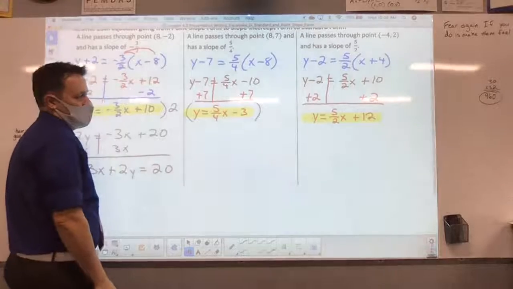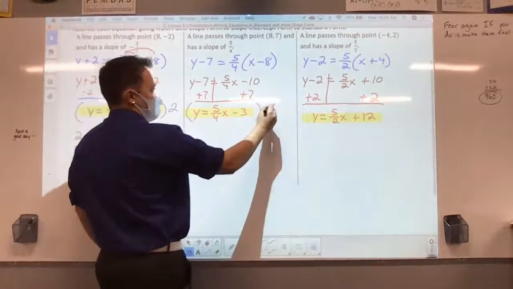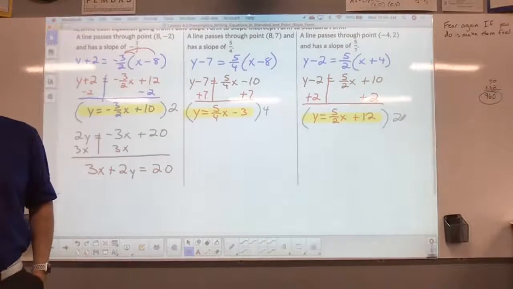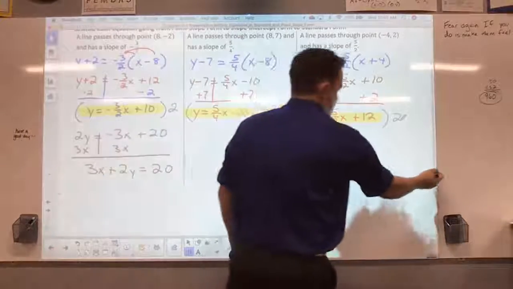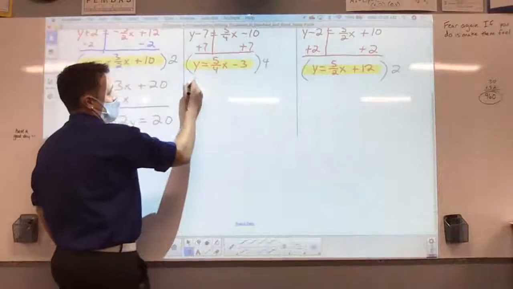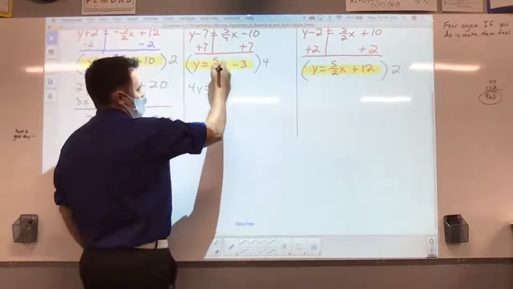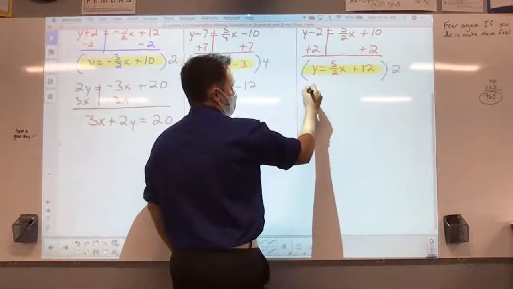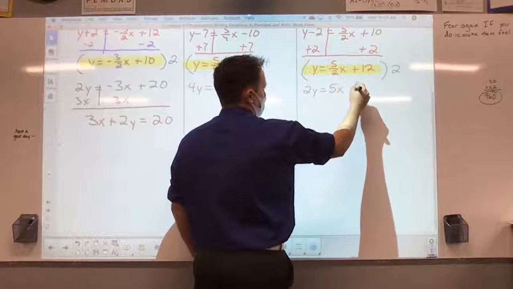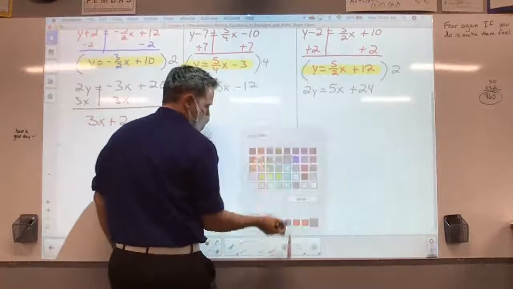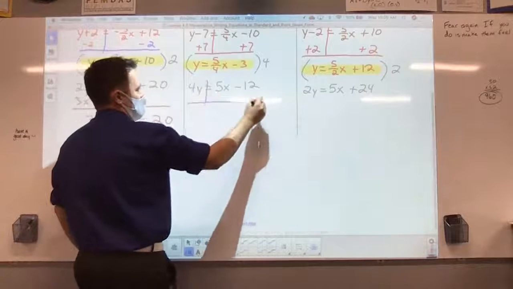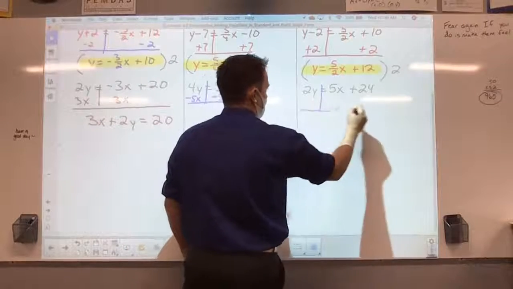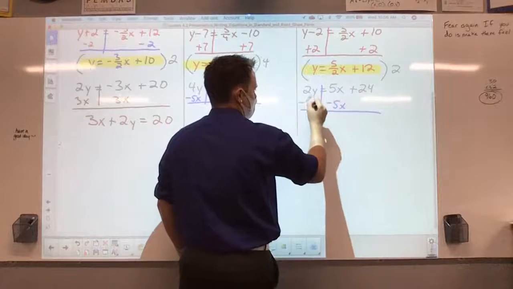I got to multiply everything by what number? 4. And then this one would be multiplying everything by a 2. Right? And so now that you set these up, this is going to be a 4y equals. That would cancel that fraction out. That's your goal. Minus 12. This would be a 2y equals 5x plus 24. And now you do your very last step for everything. Move the 5x to the other side. And then it's the same thing over here. Move this 5x to this side.